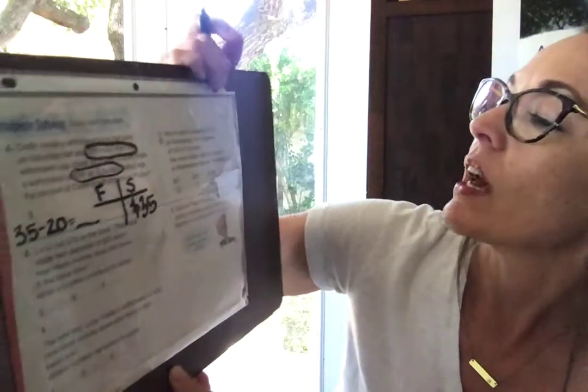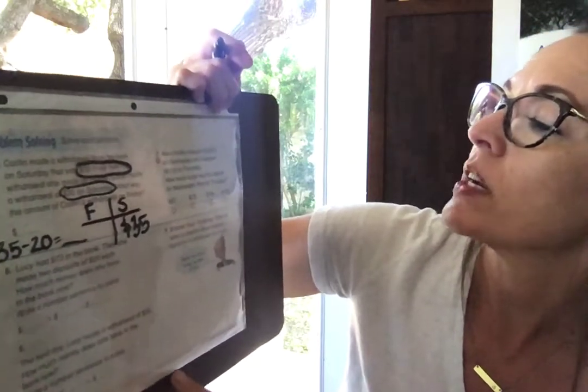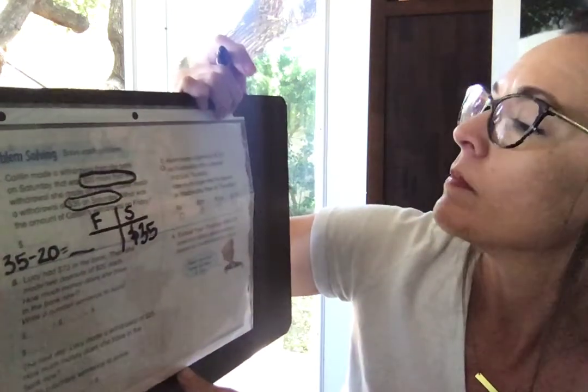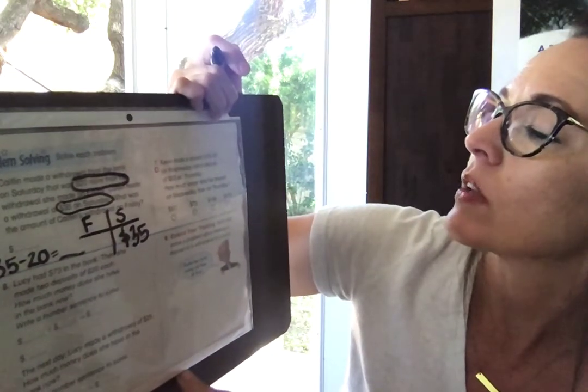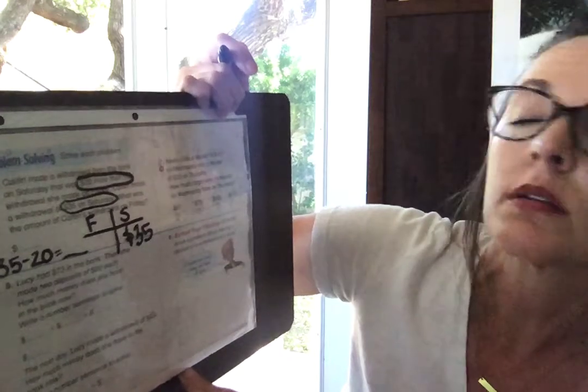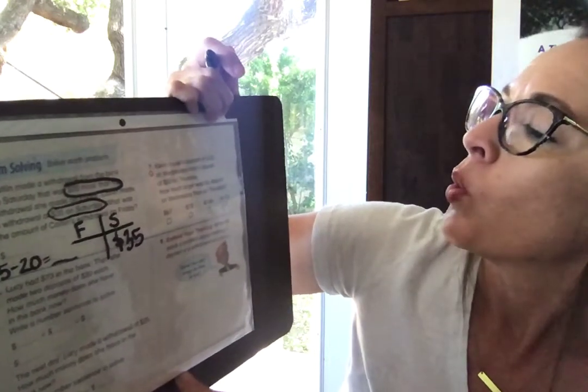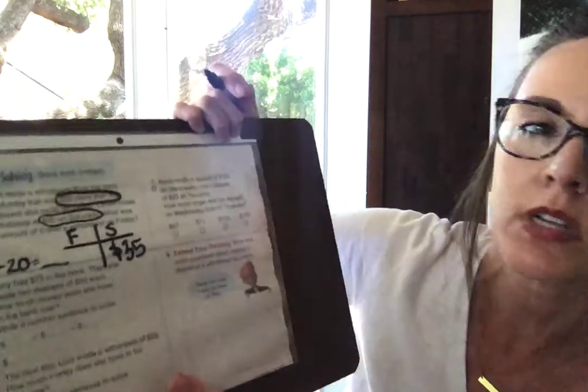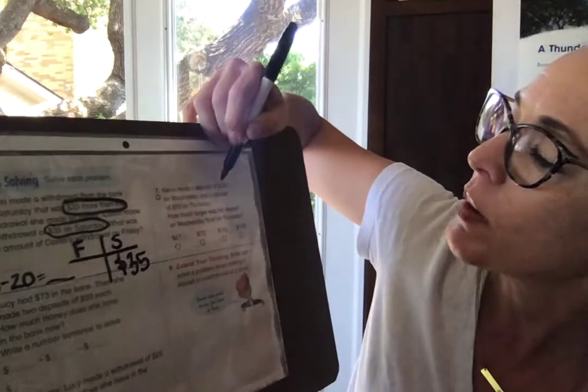Number 7 says Kevin made a deposit of $120 on Wednesday. So think about that. Deposit, put money in. And a deposit of $53 on Thursday. Again, deposit, put money in. How much larger was his deposit on Wednesday than on Thursday? We're comparing the 2 deposits.